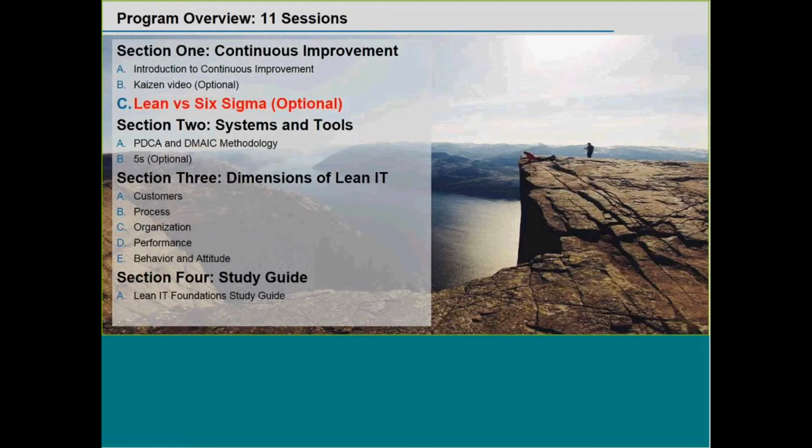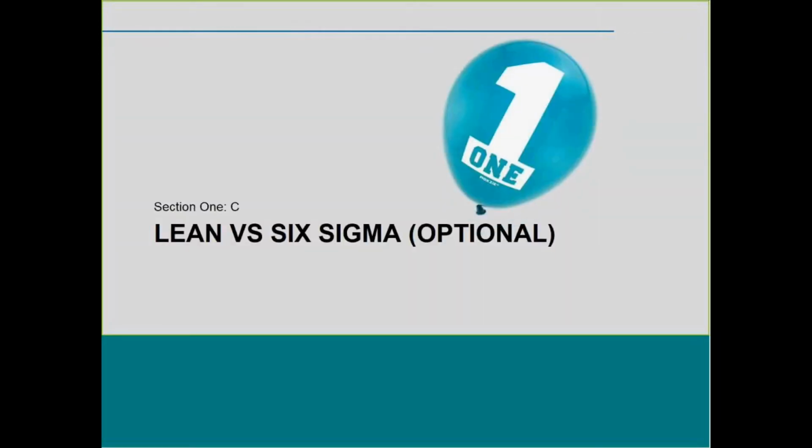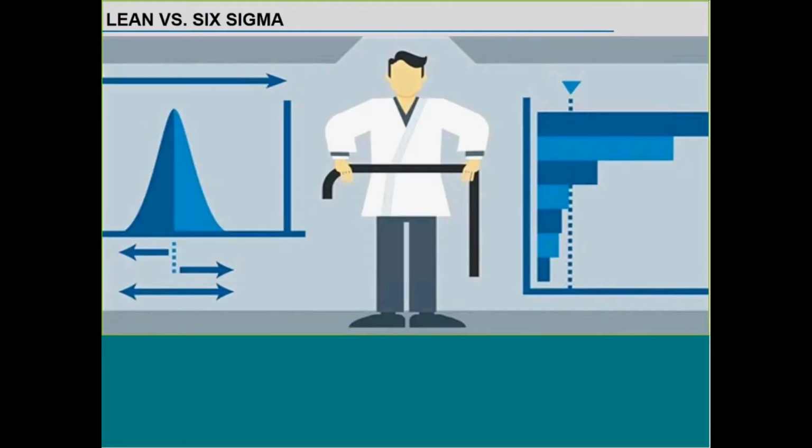In today's session, we will be going over Section 1C, Continuous Improvement, Lean versus Six Sigma. This is an optional course. Section 1C, Lean versus Six Sigma. I am your speaker, Anthony McCollum, and I am a Process Improvement Specialist.